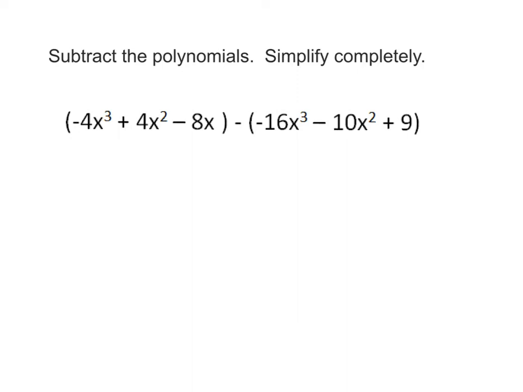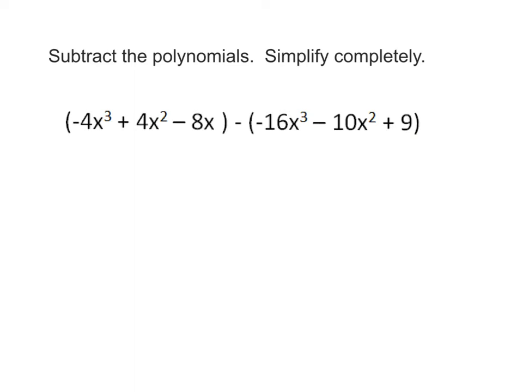Okay, the second example is subtracting polynomials. This is the one that, if people make mistakes of the adding or subtracting, this is the one that people make mistakes on, because they forget that this subtraction right here means that this entire polynomial needs to be subtracted. So this subtraction sign means we're subtracting this term, and we're subtracting this term, and we're subtracting this term.